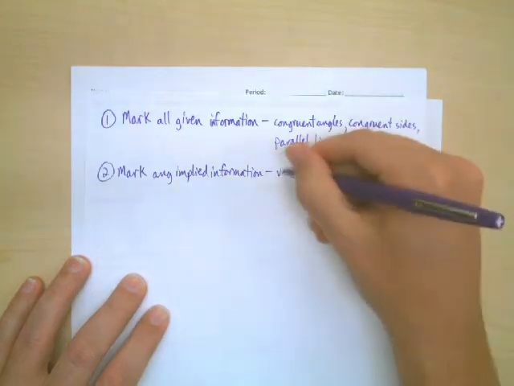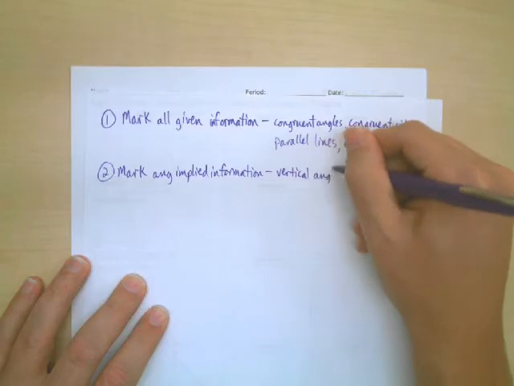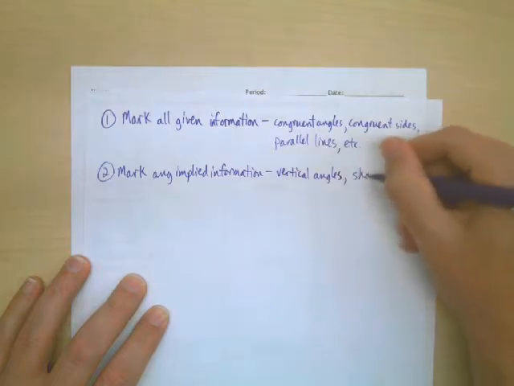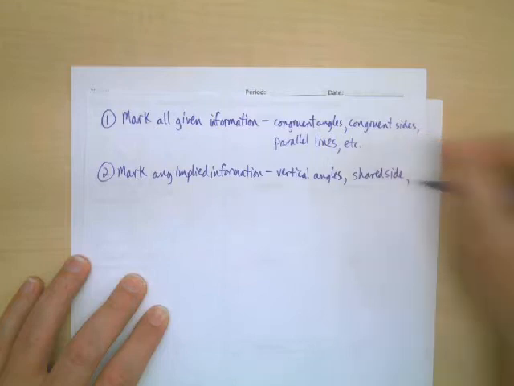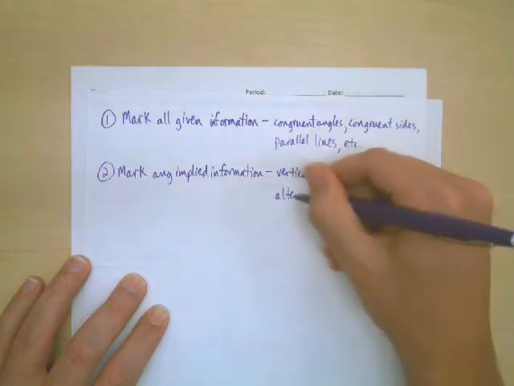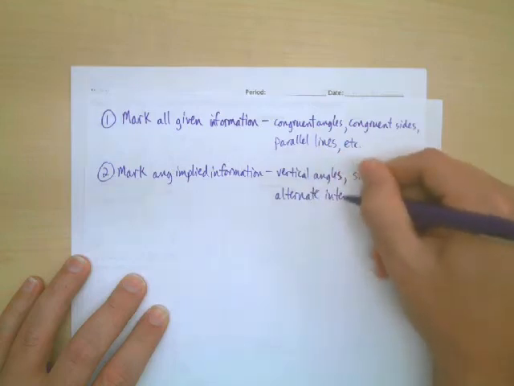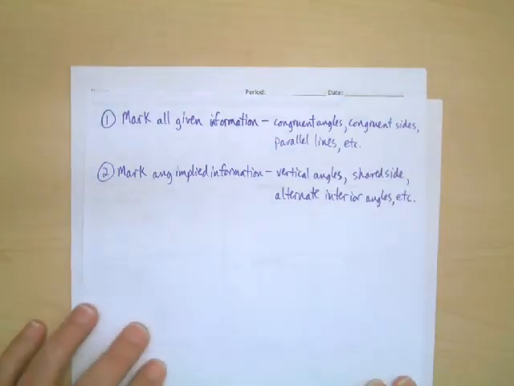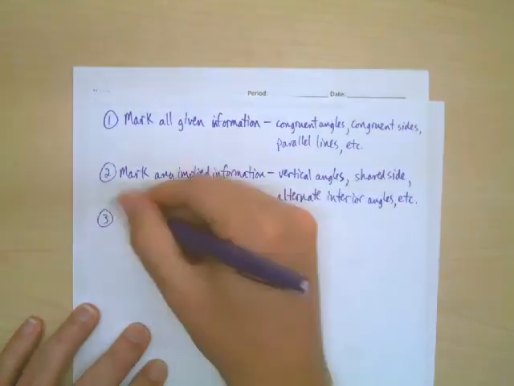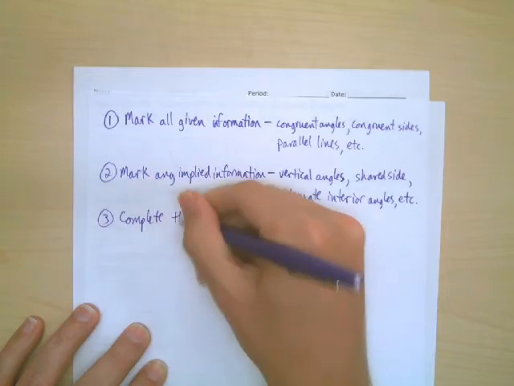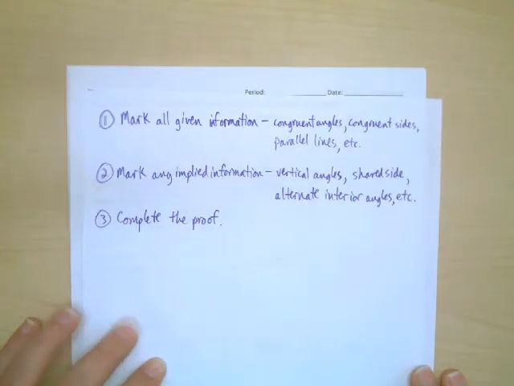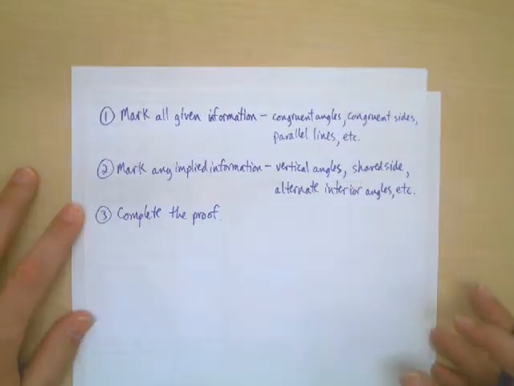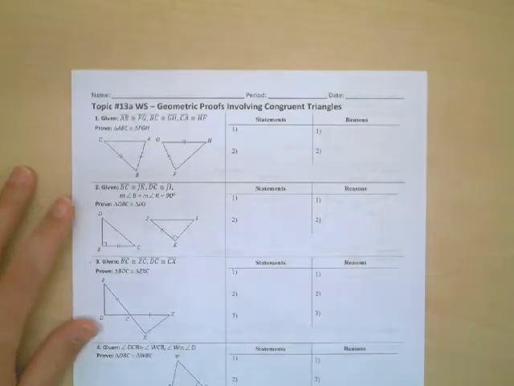Implied information could be vertical angles, it could be a shared side, or perhaps it could be alternate interior angles, etc. And the third thing I'm going to make sure that I do is complete my proof. Okay, now that we've talked about those three things, let's take a look at proof number one.